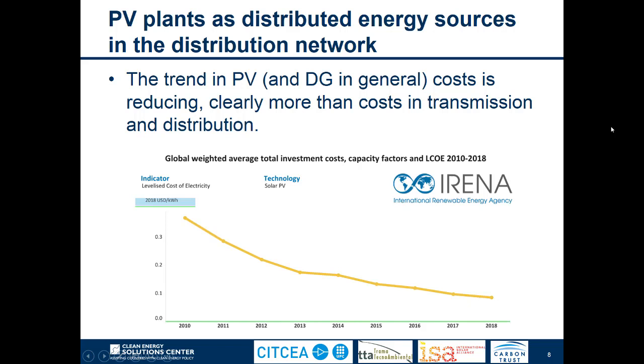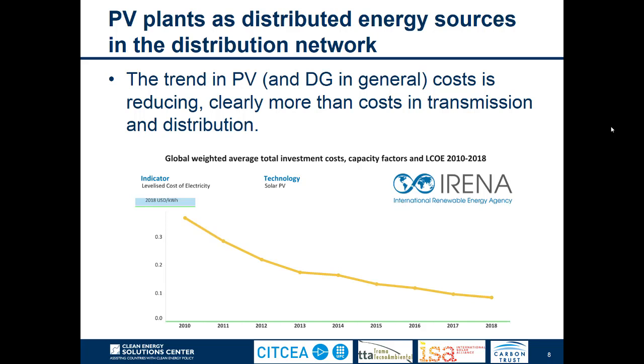The trend in photovoltaics, and we could say also in distributed generation in general, is that the cost is reducing clearly more than the costs in transmission and distribution. And for that reason, it is becoming more and more interesting to look at distributed generation, because this cost reduction makes it more interesting for more and more applications.